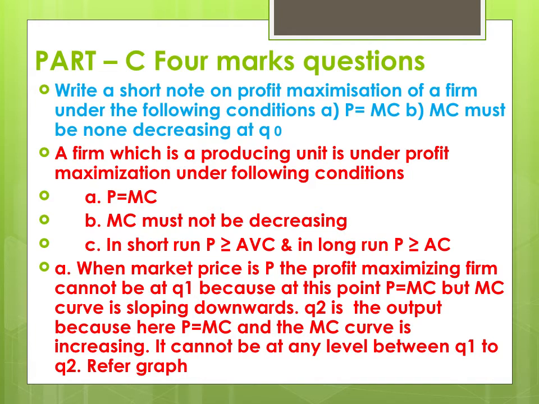When market price is P, the profit maximizing firm cannot be at Q1 because at this point the price will be equal to the marginal cost, but the marginal cost curve is sloping downwards. Q2 is the output because here price is equal to marginal cost and the marginal cost curve is increasing. It cannot be at any level between Q1 and Q2.